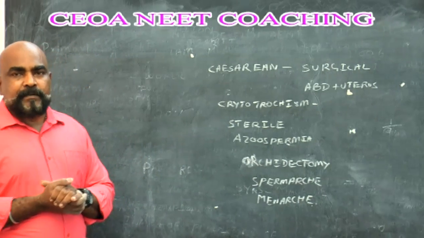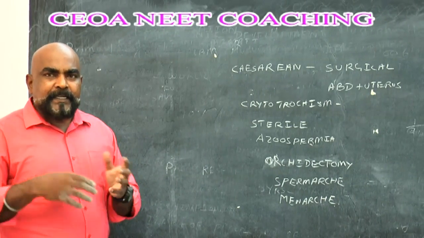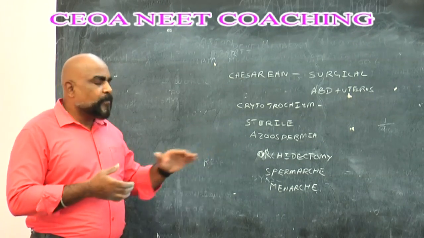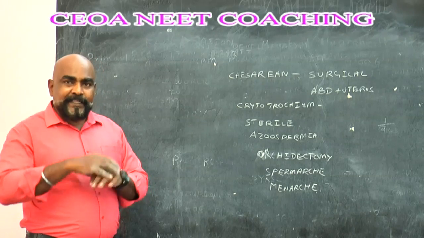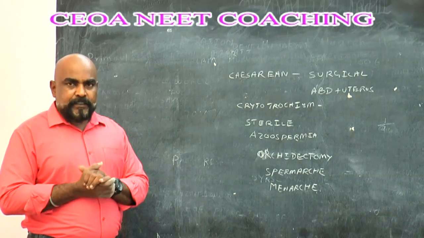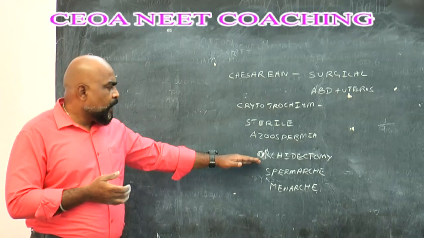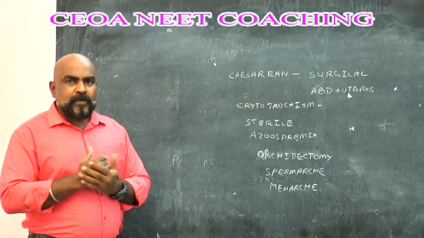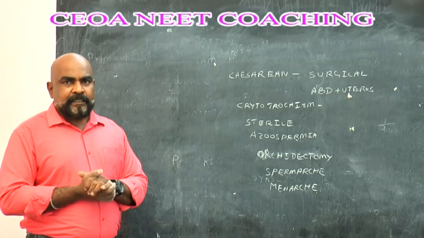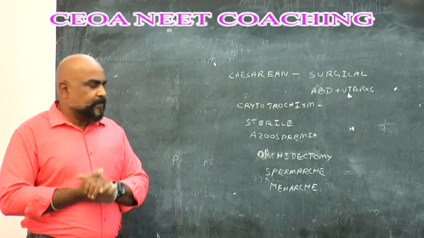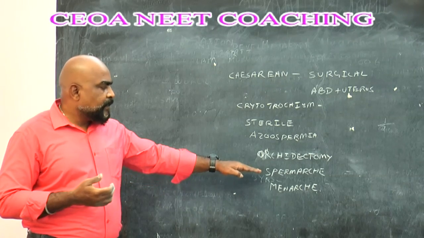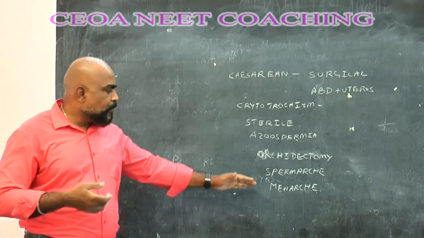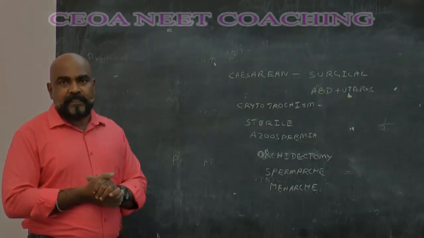Sterile means the inability to produce viable sperm. Azoospermia refers to the condition where the semen does not have any spermatozoa. Orchidectomy refers to the surgical removal of the testis, or castration. It is a kind of male contraception. Spermarche refers to the first ejaculation of semen, and menarche refers to the first menses in women.